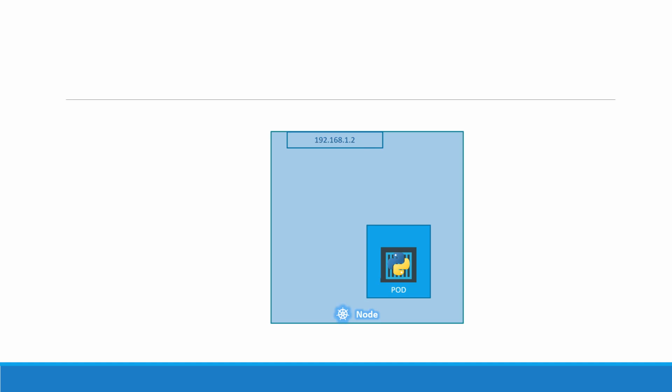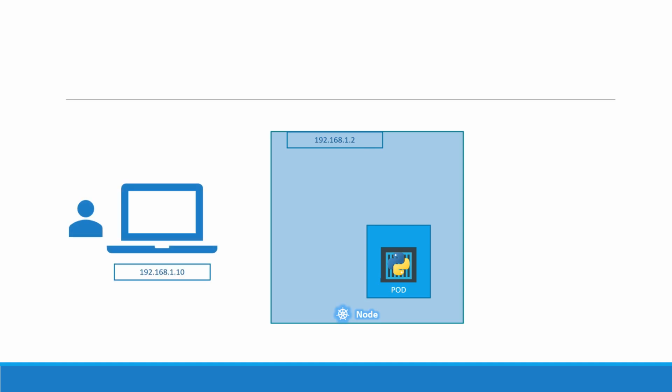First of all, let's look at the existing setup. The Kubernetes node has an IP address, and that is 192.168.1.2. My laptop is on the same network as well, so it has an IP address 192.168.1.10. The internal pod network is in the range 10.244.0.0, and the pod has an IP 10.244.0.2. Clearly, I cannot ping or access the pod at address 10.244.0.2 as it's in a separate network.